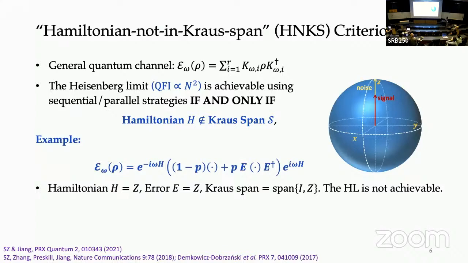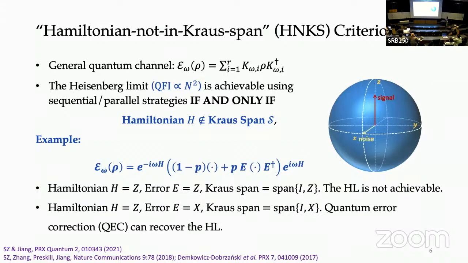So in this example, I just have one qubit, and the Hamiltonian, I would assume, is the Pauli Z operator. Then you can consider the channel as a rotation about the Pauli Z operator, and the angle of that rotation is omega, which is the unknown parameter you want to estimate. If the error is a Pauli Z operator, you can see that the condition is actually not satisfied. So the Hamiltonian is inside the cross band, so the Heisenberg limit is not achievable.